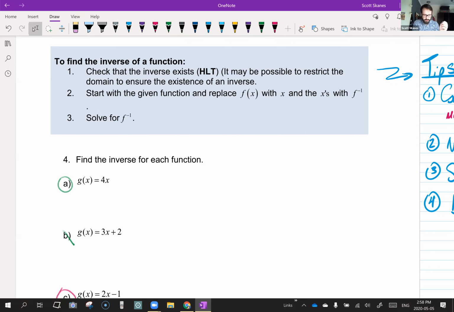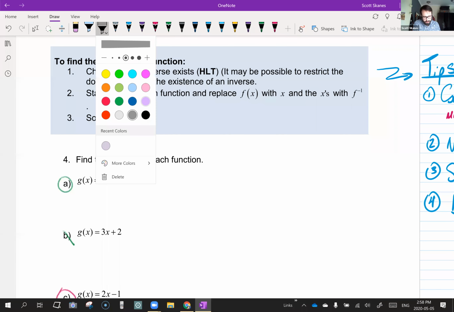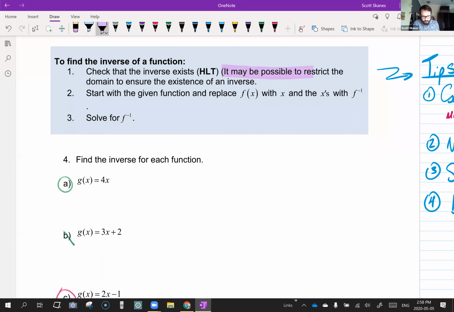So to find the inverse of a function, it has 3 steps here. It says check that it exists, which means do the horizontal line test. It also says that it may be possible to restrict the domain to make it have an inverse. That's a bit of a weird thing to think about. You might not know what I'm talking about yet, so I'll talk about it later. And then we need to replace x with f of x, which means switch x and y, and then solve for our new y. But the example obviously makes this more clear.